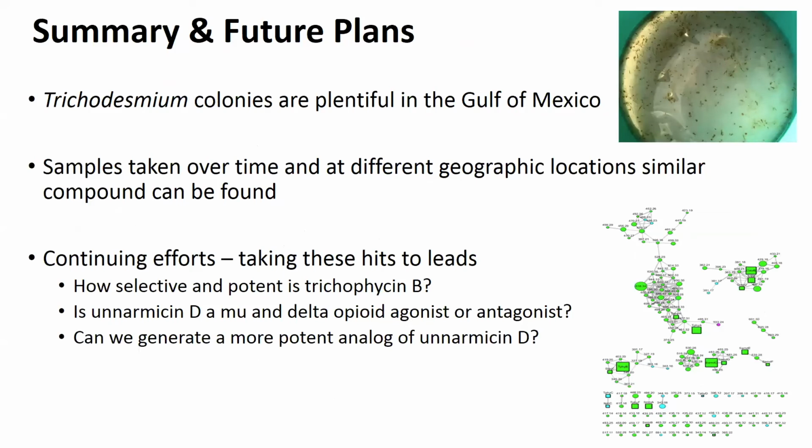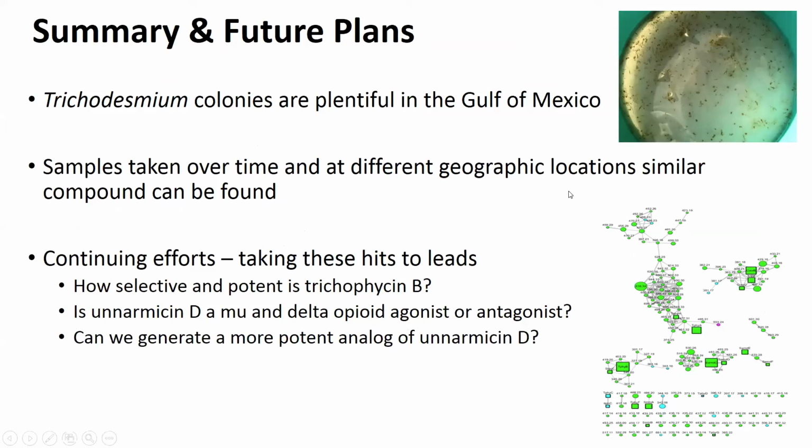So our summary and our future plans with trichodesmium: we found that these colonies are plentiful in the Gulf of Mexico. So we think we have some great field stations out there. And I hope I was able to convince you that because we looked at the 2014, 2017, and 2019 samples over time and at different geographic locations, we're finding these compounds year after year. So we think that's really cool too. And we can look at them all when we make these networks.